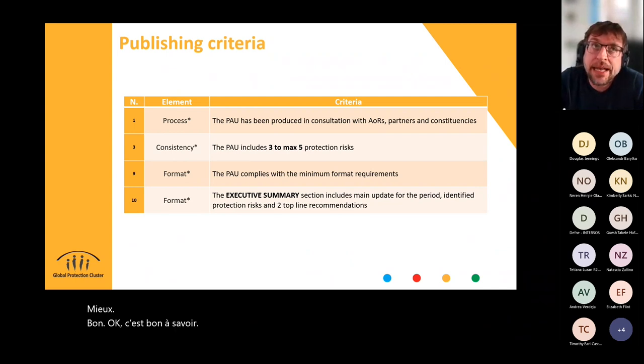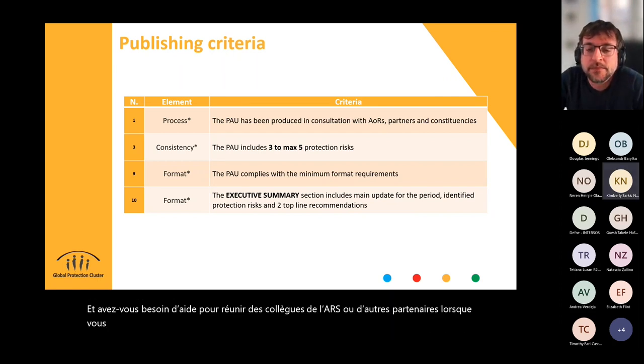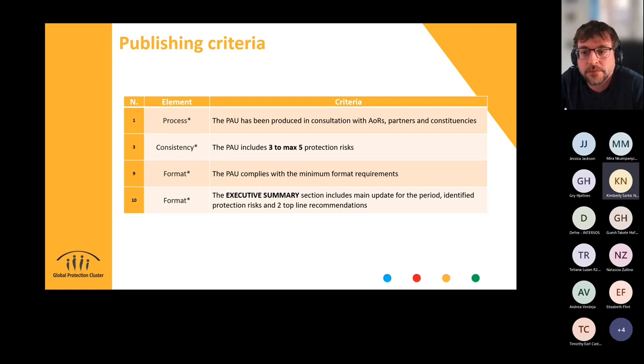And did it help in bringing together colleagues from AORs or other partners when you went to prioritizing? Yeah, of course. We actually had a consultation with our partners, other organizations from civil society, and also the coordinators of the areas of responsibility, specifically to consolidate some recommendations and identify the main protection risks across the country. Yeah. Good. Thank you for that.